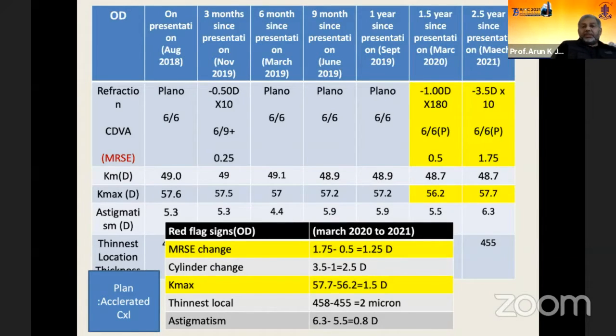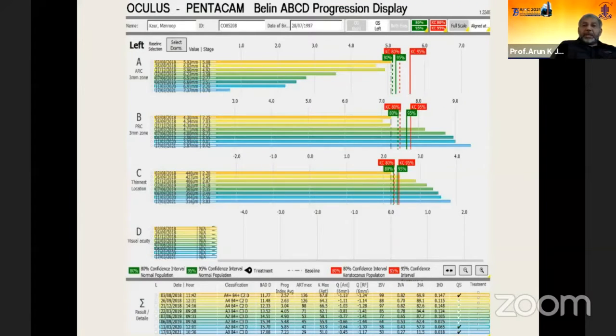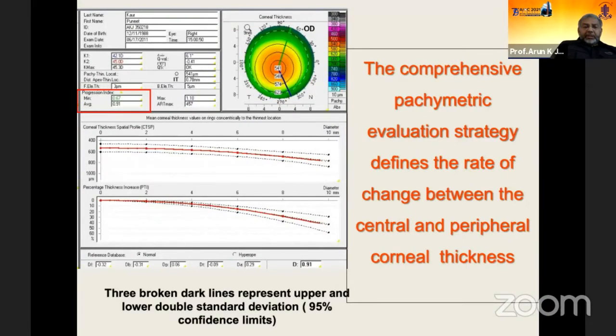And this is just a bar map of the same thing shown in a graphical manner. So I'll skip that. And then coming to the comprehensive pachymetric evaluation map, what it tells us is that it defines the rate of change between the central and the peripheral part of the cornea. And this is a normal map. And these two dotted lines tell us the two standard deviations below and above the normal.